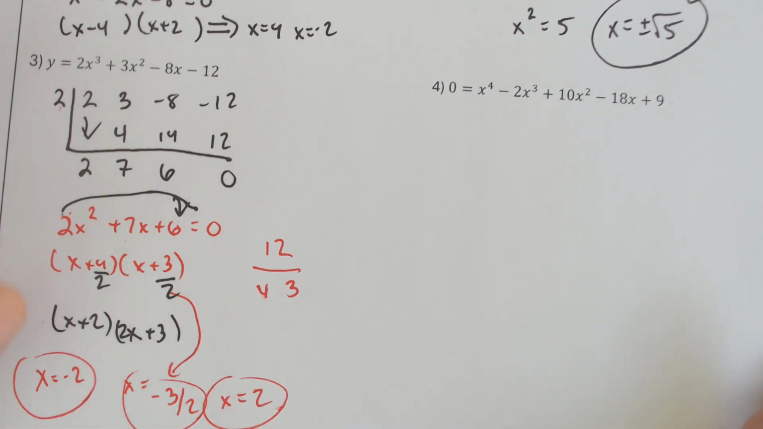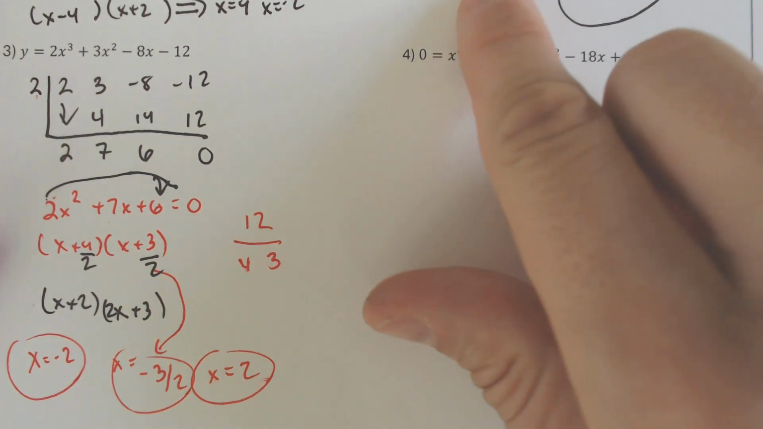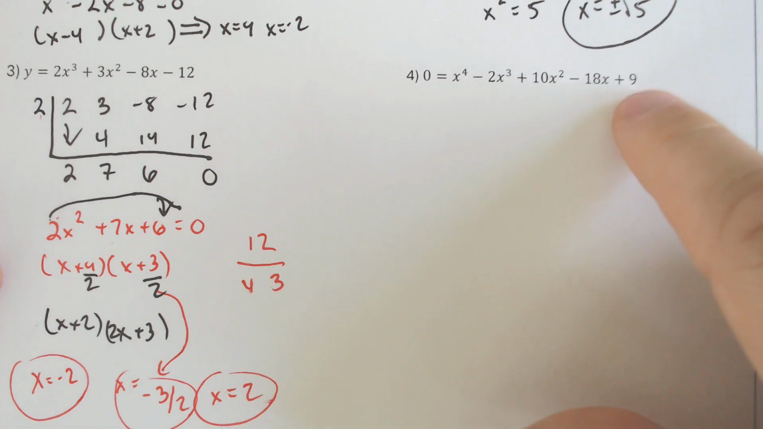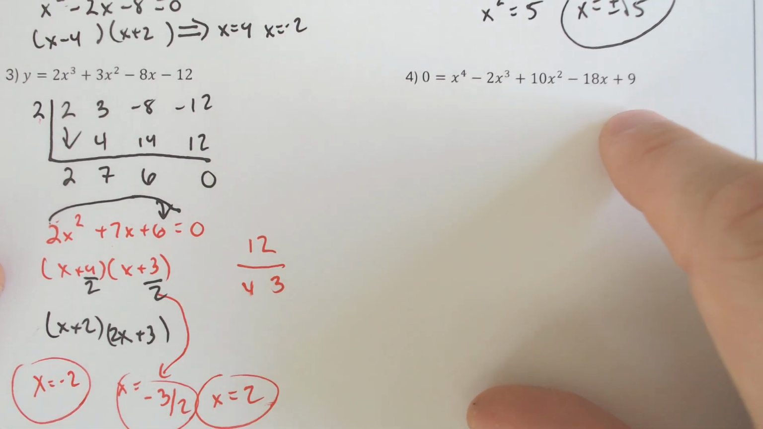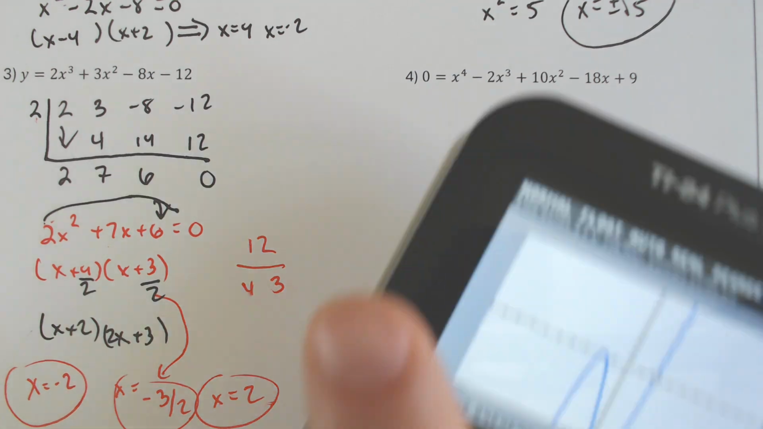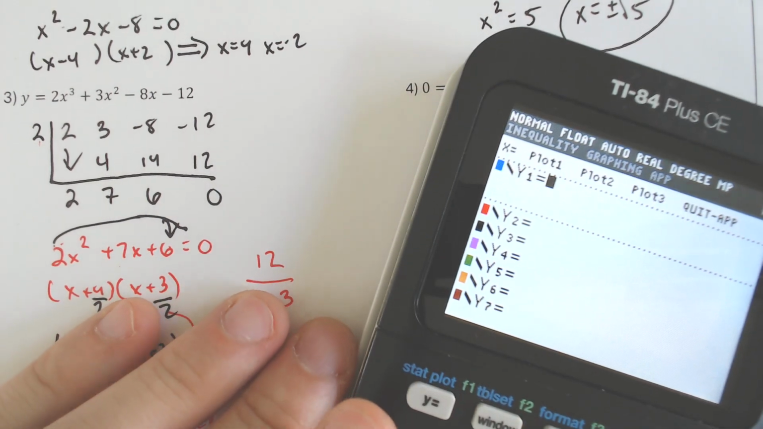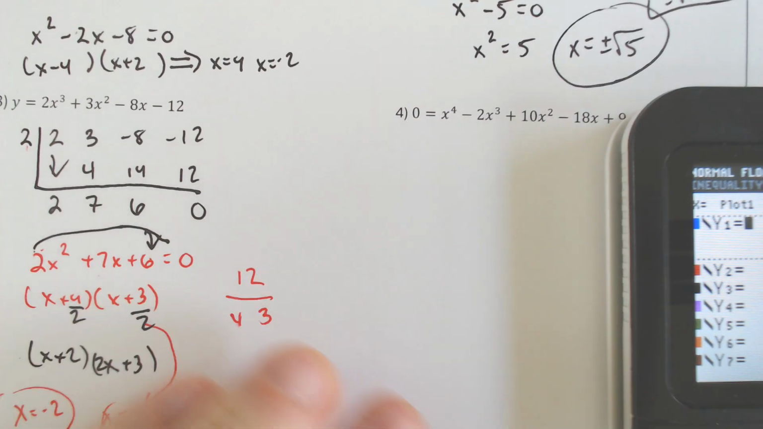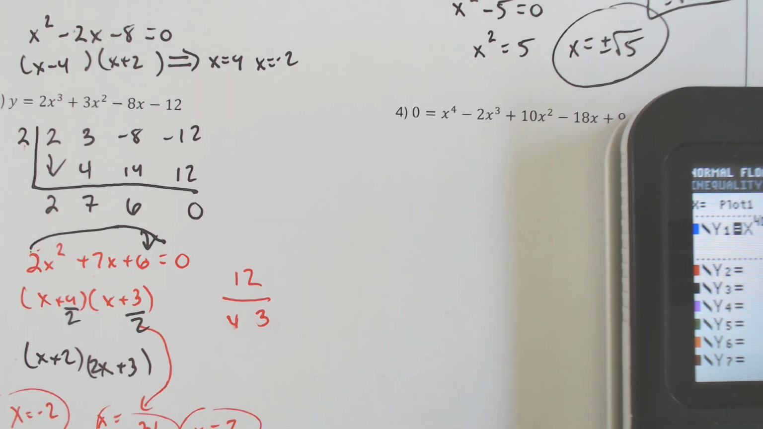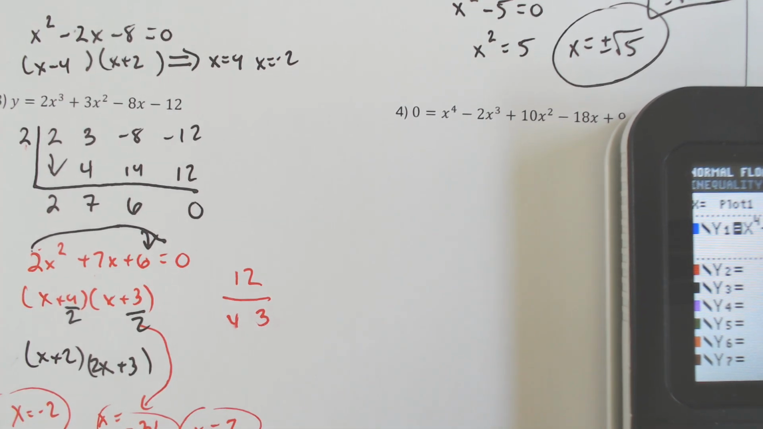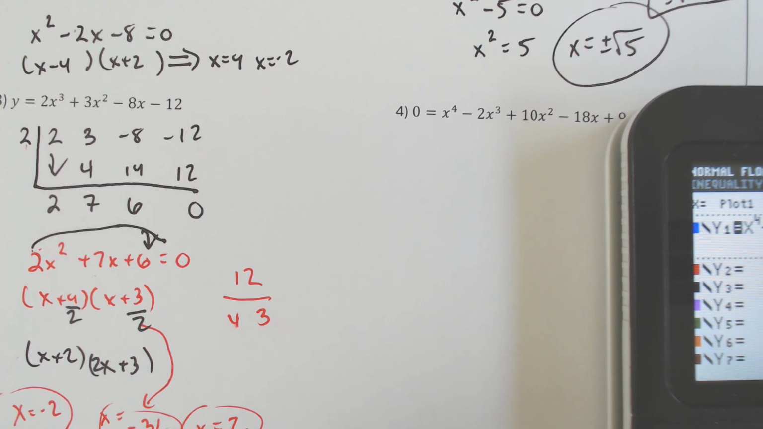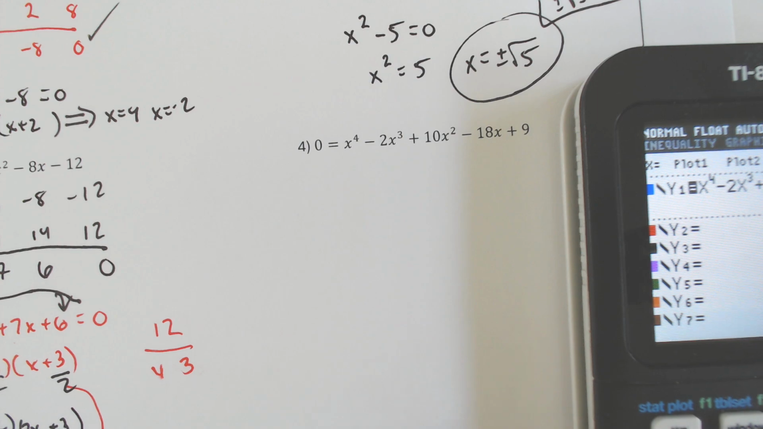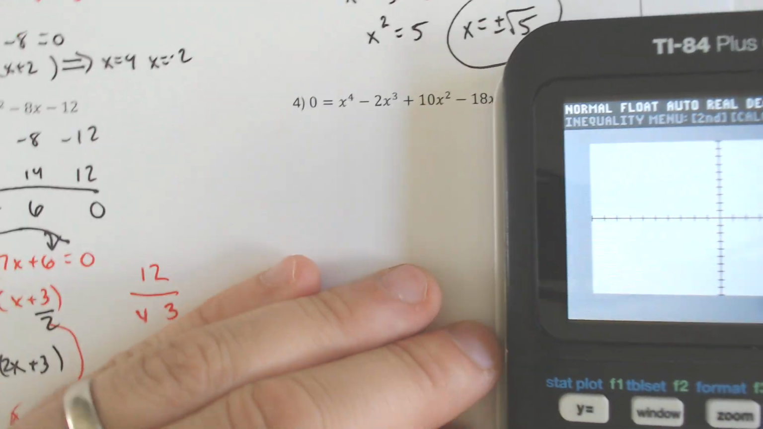All right. Last one of the day. I am definitely going to graph it first, but if I wasn't graphing, I would still guess with 1 and -1 first, and then try 3 and -3 before I did 9, the possible rational zeros. The graphing calculator speeds that up, but sometimes not by much. x to the 4th minus 2x to the 3rd plus 10x squared minus 18x plus 9. Graph.